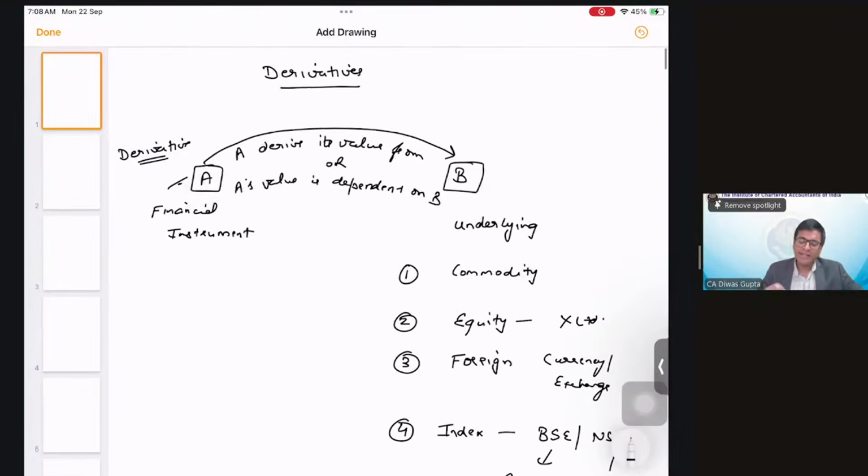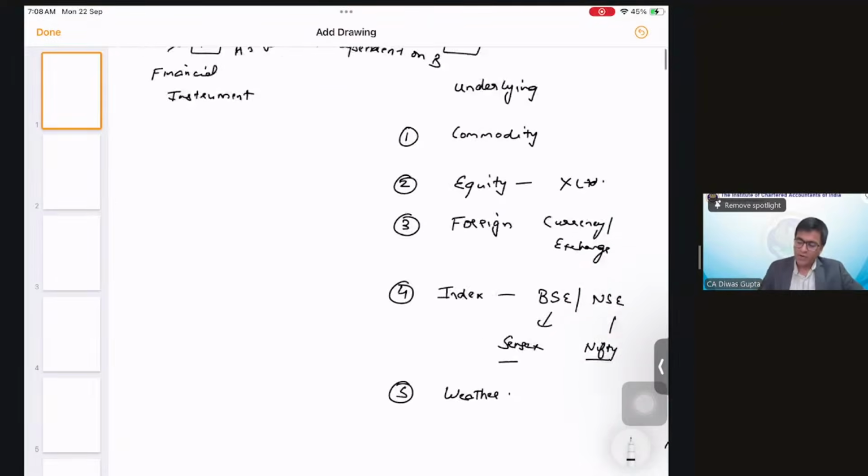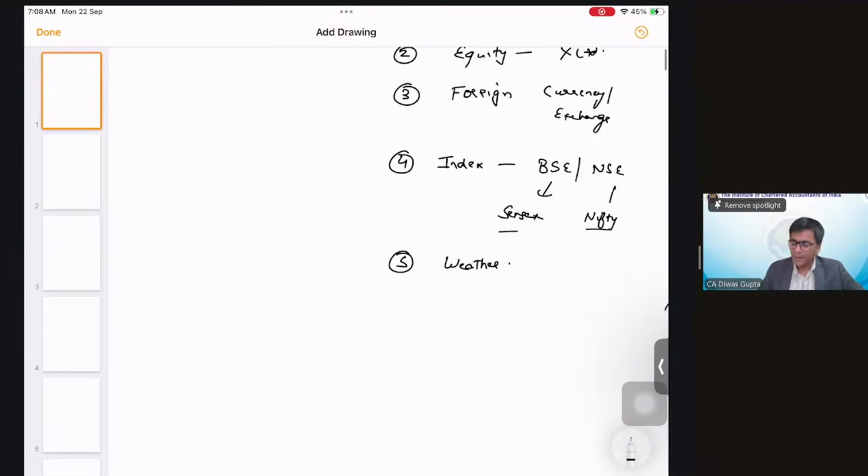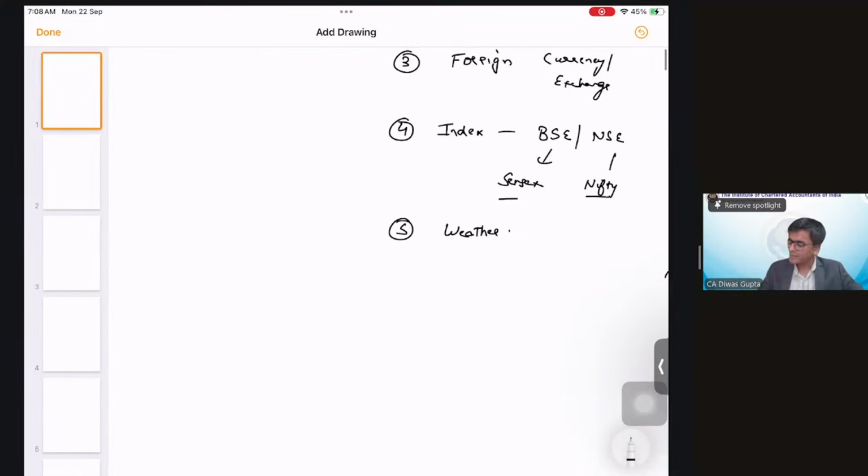And derivative, when we talk about derivative, it always needs to have an underlying to derive its value. And this arrangement is called a derivative. So this discussion is revolving around these cases. Okay. Any questions till now, students?